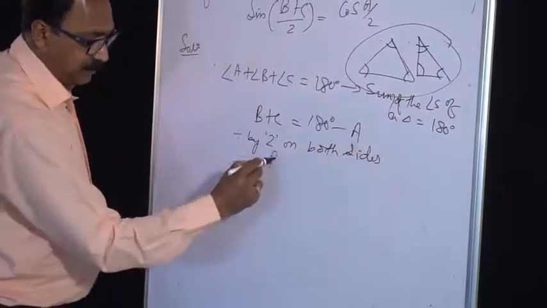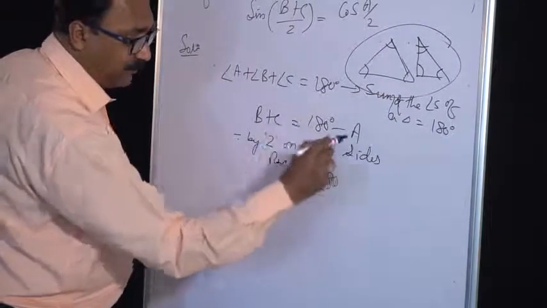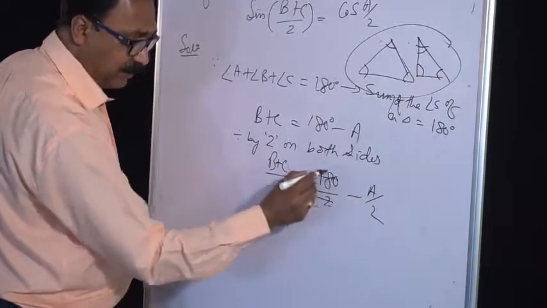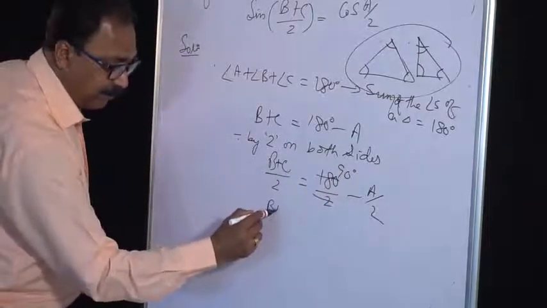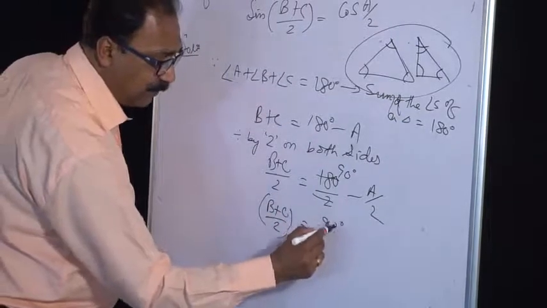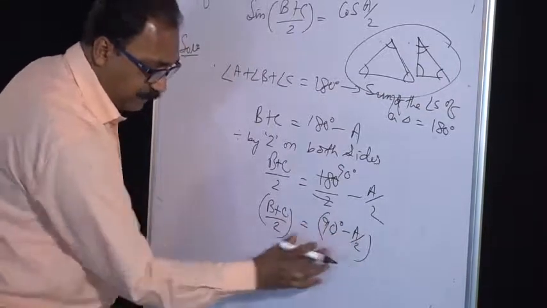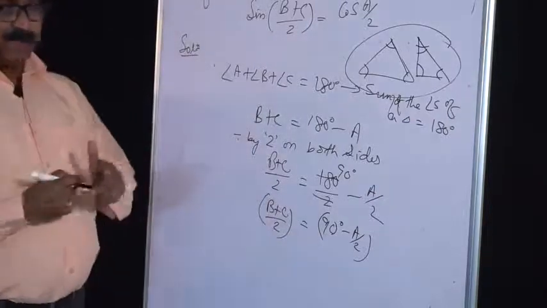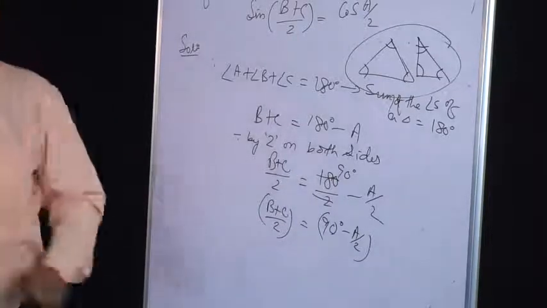So we divide it: B plus C by 2 equals the whole thing divided by 2; you can divide part by part also like this. So it cancels and gives 90 degrees. Now we have B plus C by 2 is equal to 90 degrees minus A by 2. So both angles are equal now. This is an angle, this is also an angle. If angles are equal, the trigonometric ratios are equal, and vice versa.